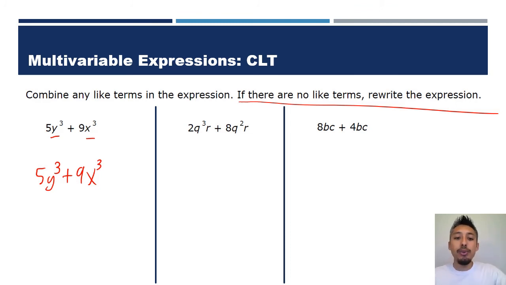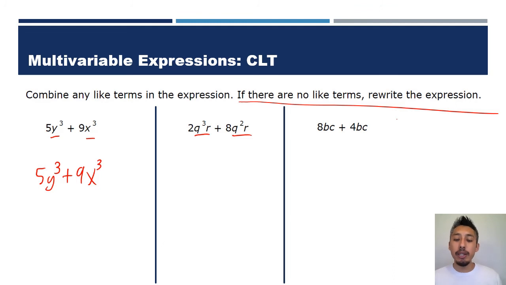We have 2q to the power of 3 times r, and on the other side we have 8q to the power of 2 times r. So this is the first time that we're seeing more than one variable in the same group. I want to make sure that you understand that this whole section right here is considered one term. All of that is being multiplied. You can think about that as 2 times q to the power of 3 times r, but it's all considered to be one term. Same thing for the other one. 8q squared r is also just one term.